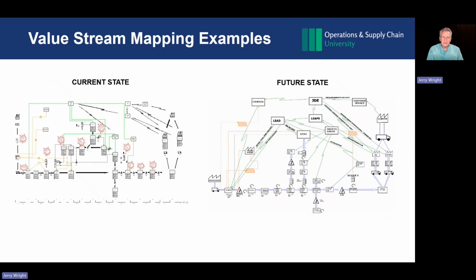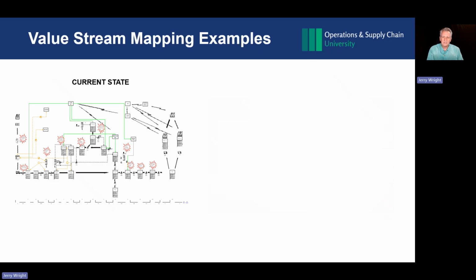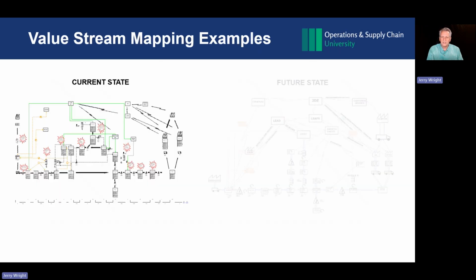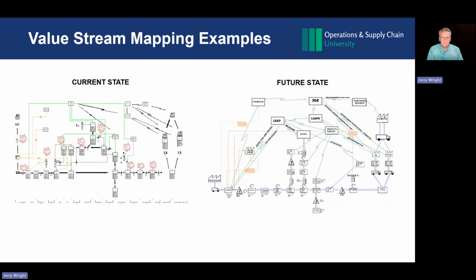Again, I don't recommend necessarily doing it in Visio or any other software. Do something simple like we showed here or here just to get started. And we'll look at another easy way to do it in a minute.